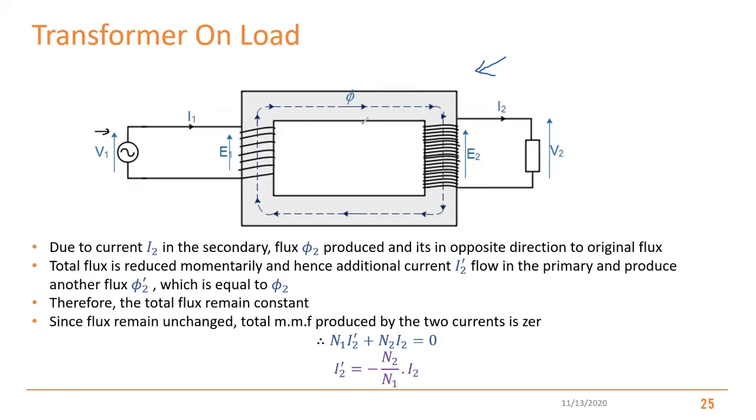Okay, so now let's consider what happened here. When we apply a current here, the initial magnetic field is produced by the primary current. Earlier we talked about the no load condition. At that time I2 is 0. Since I2 is 0, there is no current flowing in the secondary at no load time. However, in load condition there will be current.